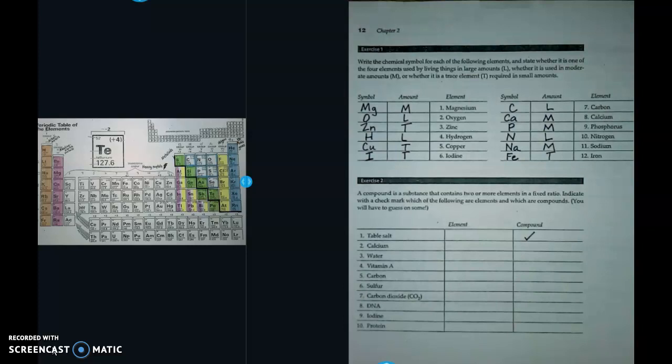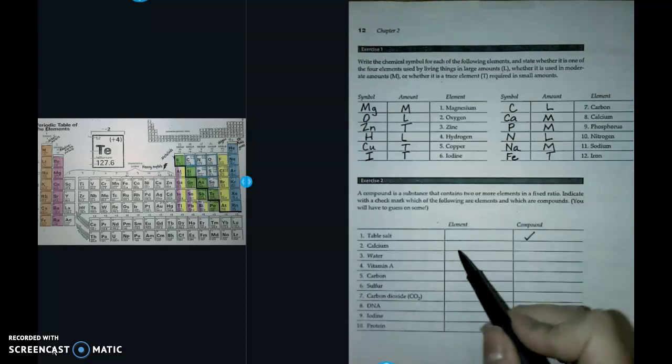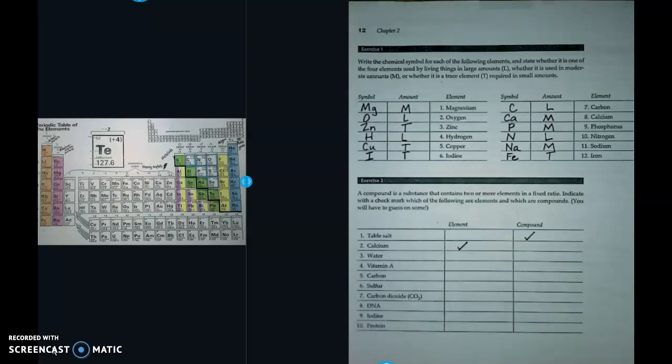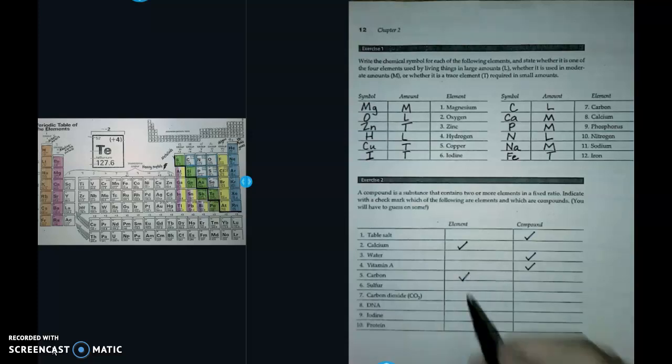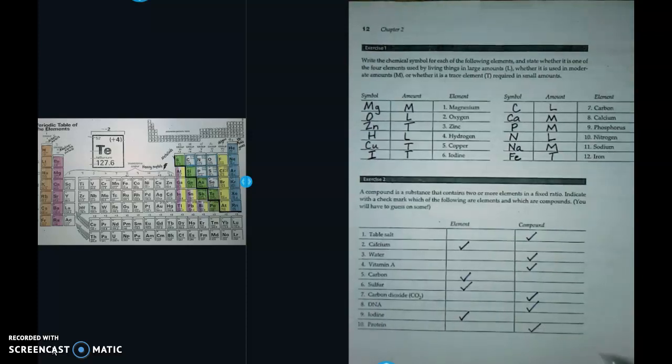And then what about calcium? Calcium is an element that we need in moderate amounts up here. Big C, little a. Calcium is an element. Another way, if you can find it on the periodic table over here, then it's probably an element. Water is a compound. Vitamin A. Now that's not something that you're going to find on the periodic table, so it's got to be a compound. Carbon, I see that one on the element list. Sulfur, same thing. Carbon dioxide. Well, carbon and oxygen are both elements, but they're together, so that means it's a compound. DNA, very complex compound. Iodine, another element. And protein, another complex compound.